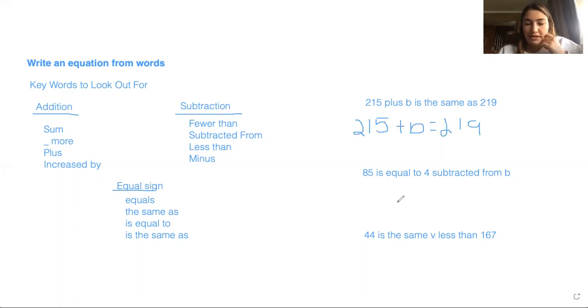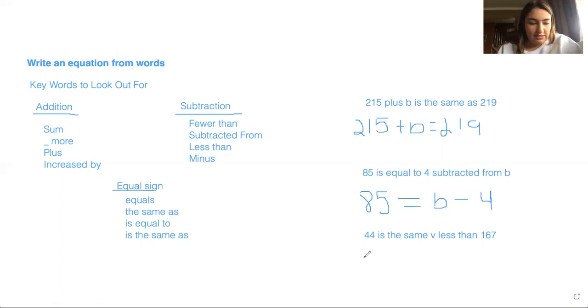Then the next one is a little different. We're going to write it as it is, except when it's subtracted from, we have to handle that. So it's 85 is equal to 4 subtracted from b. That is not 4 minus b, because 4 is being subtracted from b, so it's written like that.